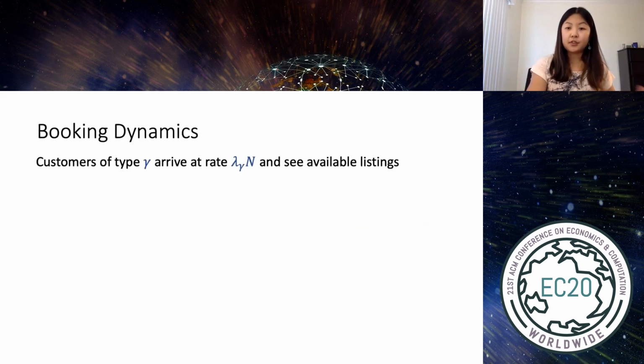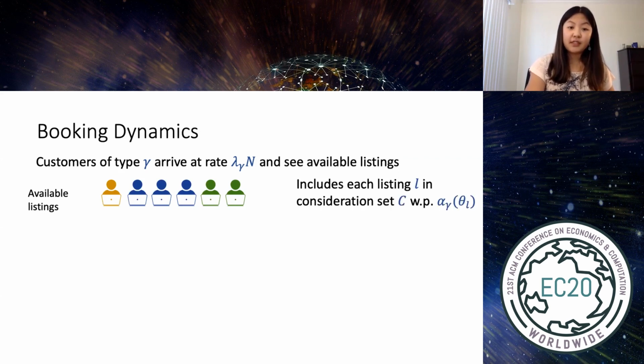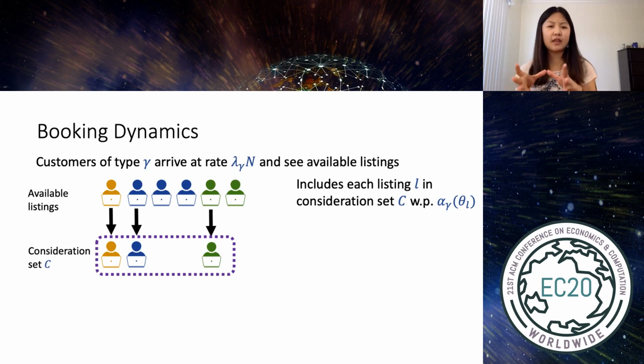Now, customers will start to arrive in the platform. They arrive sequentially, and they choose whether or not to book an item. So when they arrive, they see the set of available listings. And then from these available listings, they'll form their consideration set, where they include each item in their consideration set independently with some parameter alpha. And this parameter alpha can depend on both the customer type as well as the listing type. So basically, this alpha is supposed to represent some sort of search and recommendation algorithm on the platform.